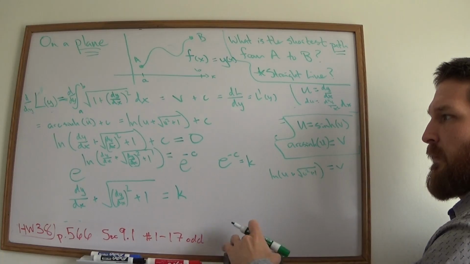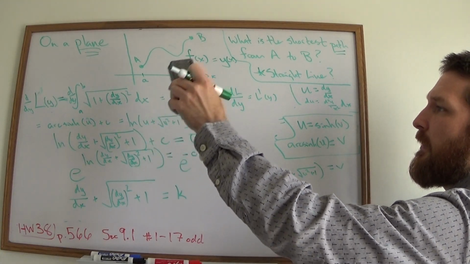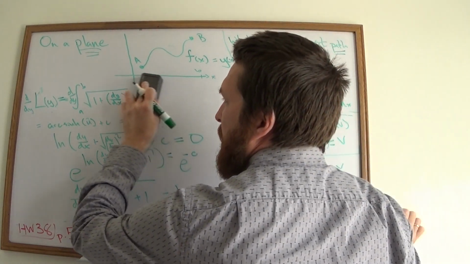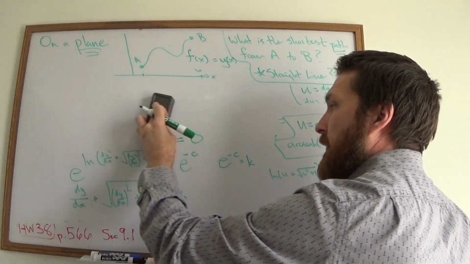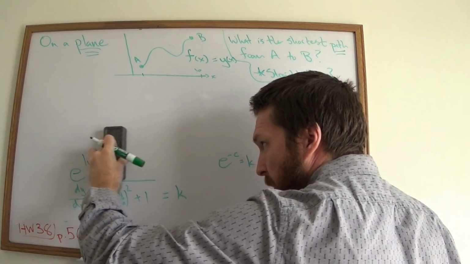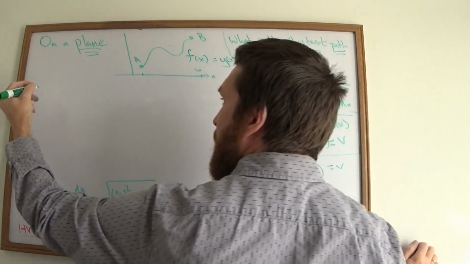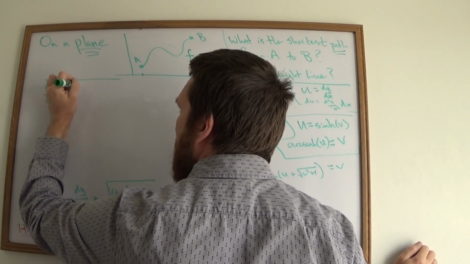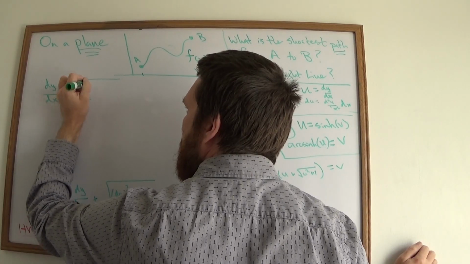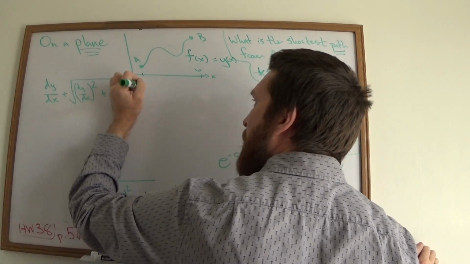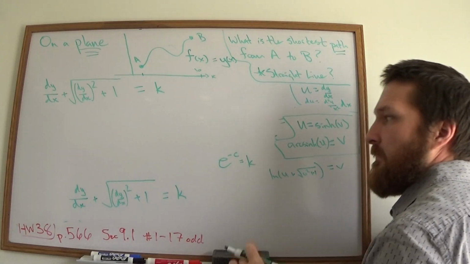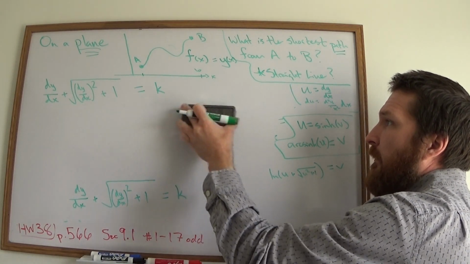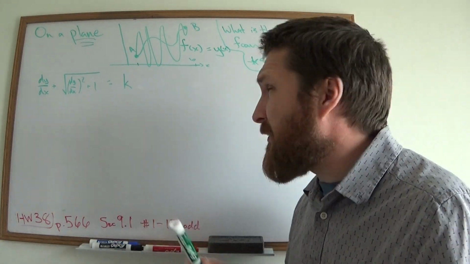Everybody with me? Okay, I'm going to go ahead and get rid of all this stuff. Okay, almost there. So we have dy dx plus the square root of dy dx quantity squared plus 1 is equal to some constant k. It's a positive constant, but that won't matter. So the camera died. Let me finish up the lecture here.